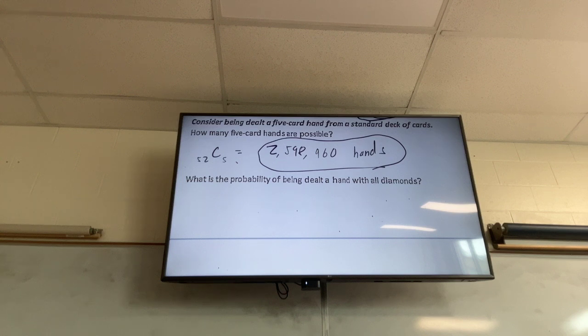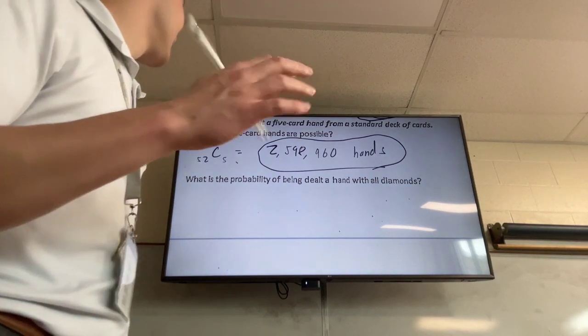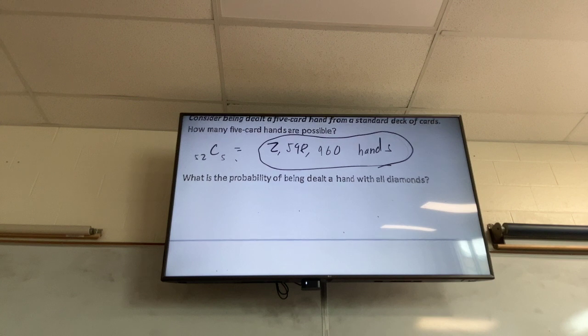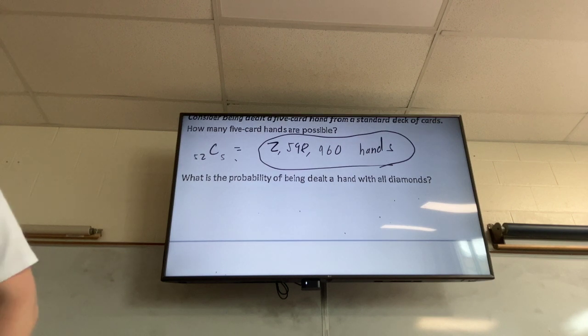What's the probability of being dealt a hand with all diamonds? This is really interesting. All right, let's think about this. How many diamonds are there? Yeah, there's 13 diamonds. So the way you do this is we're going to do a fraction. The denominator is going to be the total number of hands possible. So 52 choose 5, right? That's going to be the denominator.